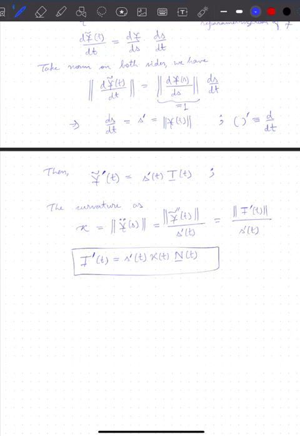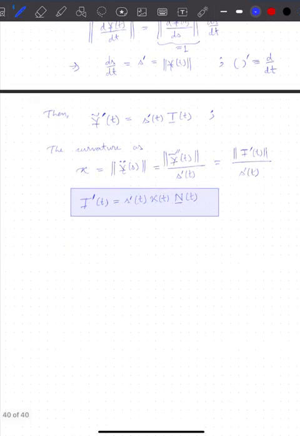So this is for the t prime case, and following the same strategy that we have been dealing with so far for n prime, it's just a matter of reparameterization. So this will be equal to minus s prime of t kappa of t n vector of t plus s prime of t tau of t, and then we have the b vector of t.